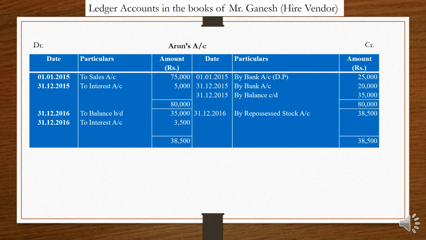Now on 1/1/2016 this is brought down. So to balance brought down 35,000, and interest for the second year is 3,500. When added it comes to 38,500. And since the asset is being repossessed by the hire seller, this 38,500 is to be transferred to repossessed stock account. So by repossessed stock account 38,500. With this we have completed Arun's account.